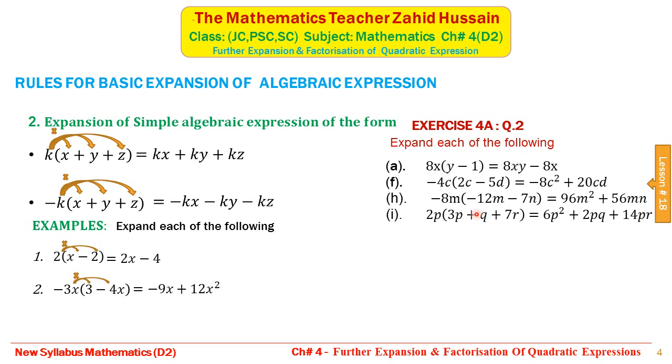2p multiplied with q. When there is no number with the letter, it means there is 1. So 1 multiplied by 2 is 2, and they are different letters, so we will write these letters without signs, pq. And 2p multiplied by 7r will give us 14pr. So you can solve the remaining part of this question by yourself, which are of the same type.